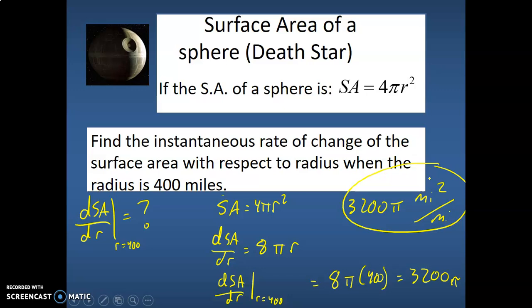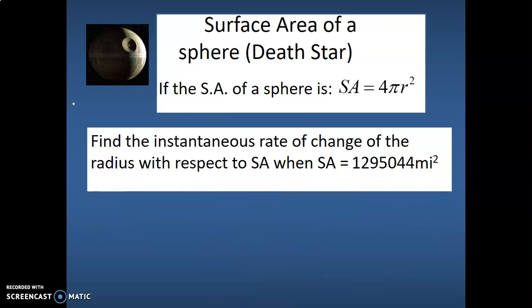All right, and then the second half of this question is a lot trickier, and we're going to use this part to kind of help us out. The derivative of surface area with respect to radius is 8 pi r. So I'm going to write that over here. I'm going to make it a fraction over 1. We'll come back to this in a second. I want to find the instantaneous rate of change of the radius with respect to surface area when the surface area is this. So there's 2 ways that you can do it. I'm going to show you guys the more intuitive way first.